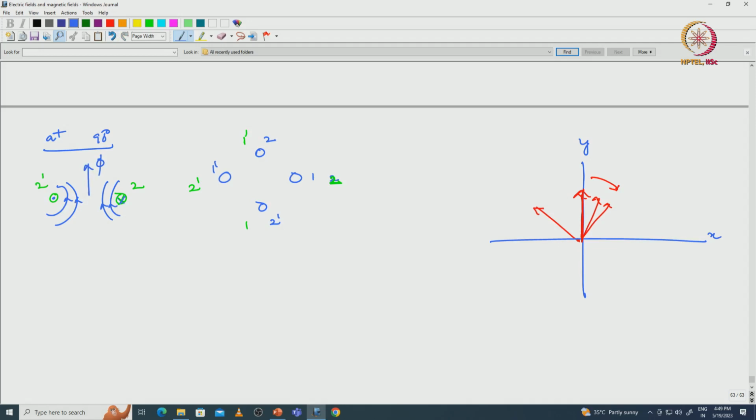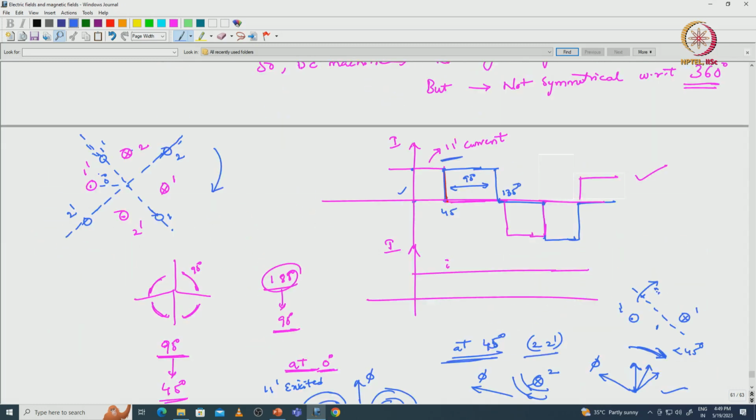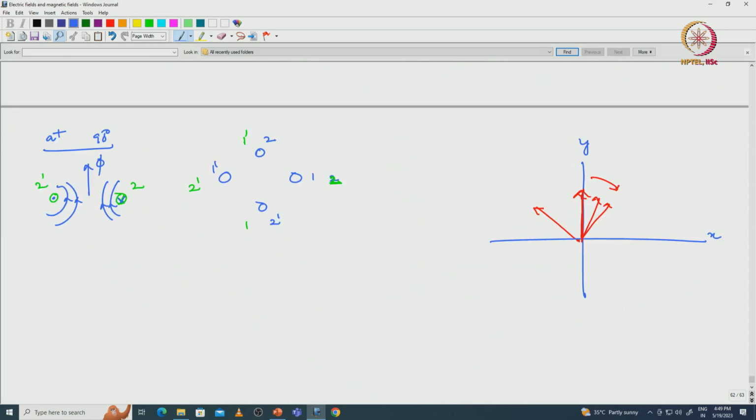Again it reached the same state. At 90 degrees we are giving the same current to the second coil. That means the current is not changed, and the flux is in the upward direction. For 0 degrees as well as 90 degrees we are seeing the resultant flux vector is in the same direction.